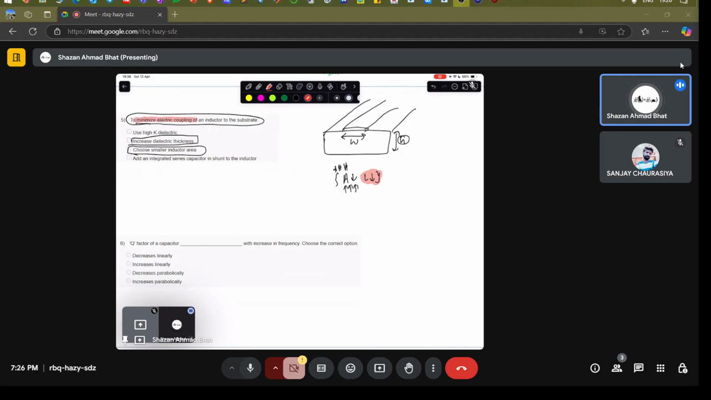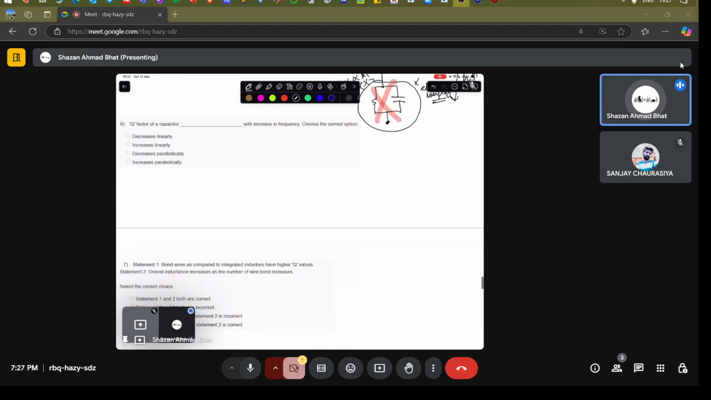If you want to minimize the electric coupling of an inductor to the substrate, so that there is less coupling with the substrate, note that there is a shunt path of the inductor. Just like I showed you the equivalent circuit of an inductor, there is this path also, which is towards the substrate. If you want to negate this path, you can make the H larger, so that this part of the equivalent circuit is neglected. Most of the current should flow through this inductor, and there will be no coupling. That is what is called electric coupling.